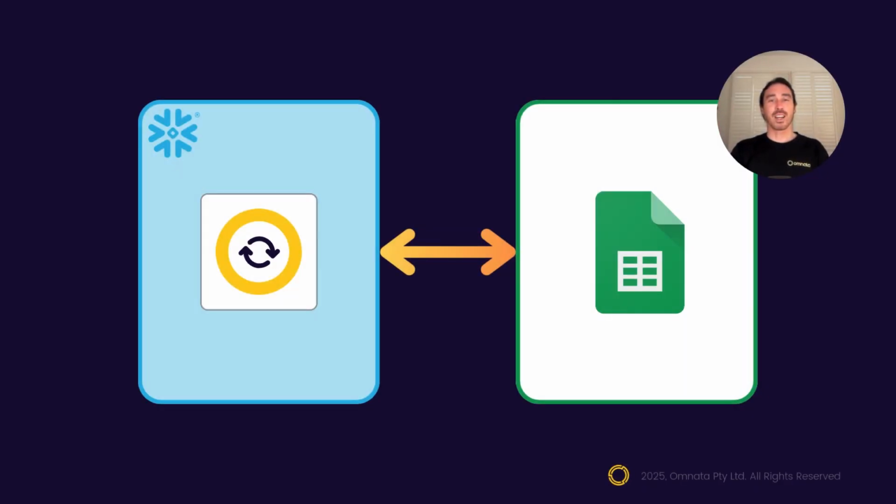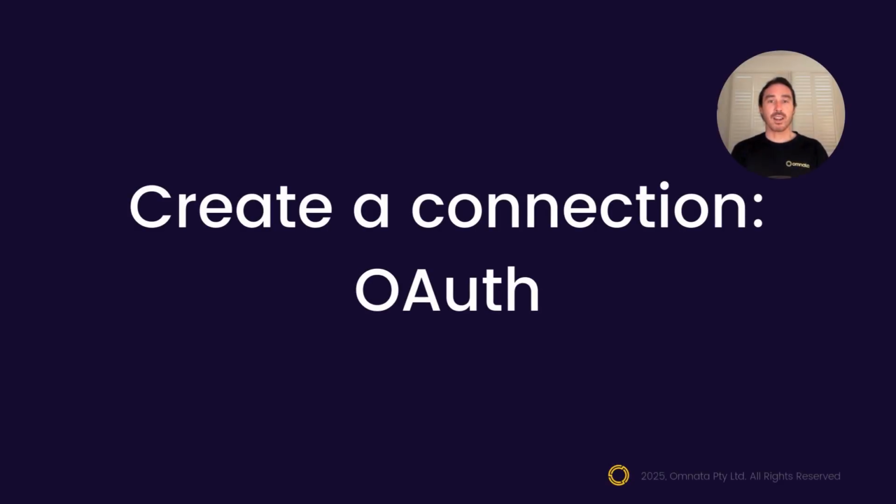Hey everyone, today we're going to use Omnata Sync to connect to Google Sheets, and I'm going to walk through how to create a connection, how to create a sync, and then how you can run and monitor your syncs. So let's start off by creating a connection using OAuth.